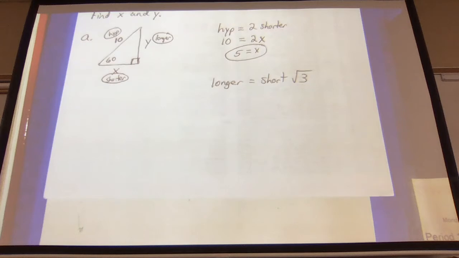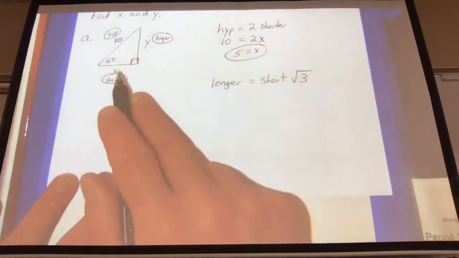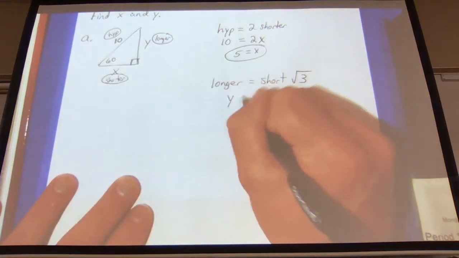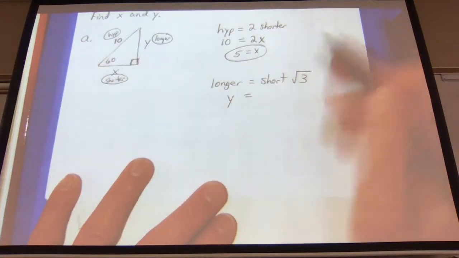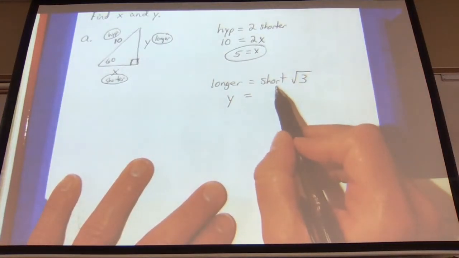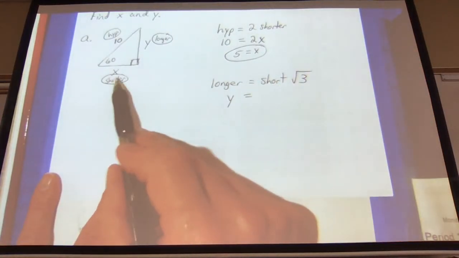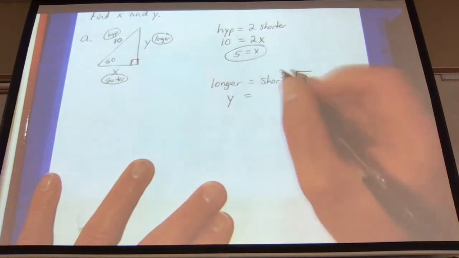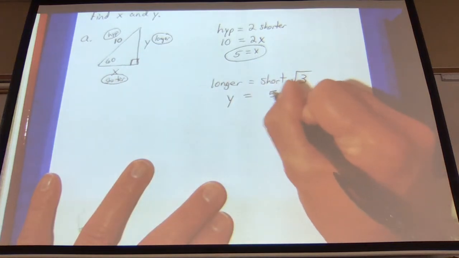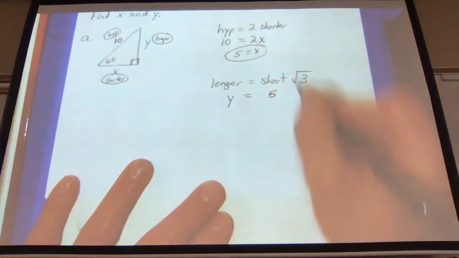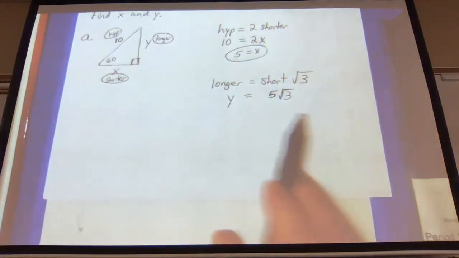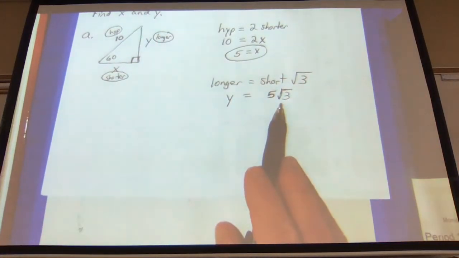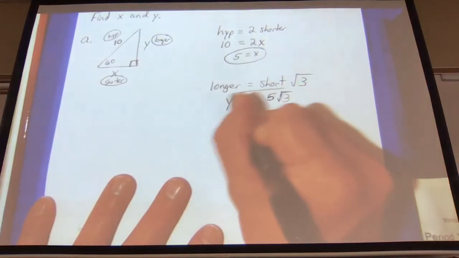And then once again, it's just a matter of plugging parts in. The longer side is y. Shorter side on this one, we just found it's x. We just found x to be 5. And then you got the square root of 3 behind it. This number right here is in simplest radical form. That's all the further you have to go with that one.